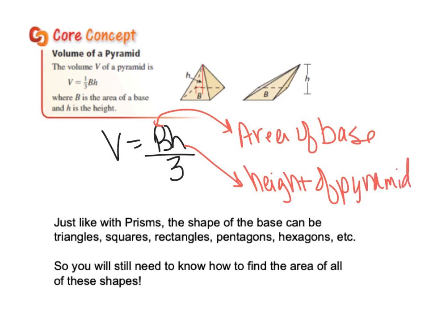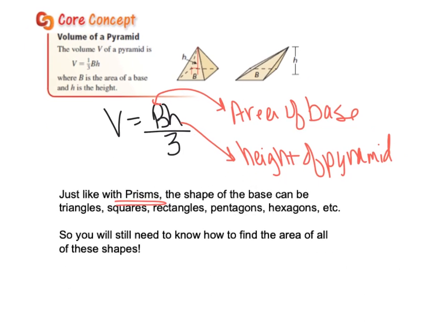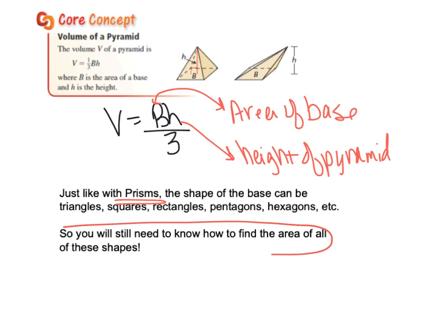Okay, so really it's very similar to what you've already done, and just like with prisms, the shape of the base can be different. Sometimes the base is a triangle, sometimes it's a square, a rectangle, a pentagon, etc. So you will still have to know all of those formulas that were in the notes from last time, from 11.5 when you did prisms. You'll still have to know the area of those certain shapes, how to find them, but I'm not going to put those back into these notes again. I don't think we need to do that.